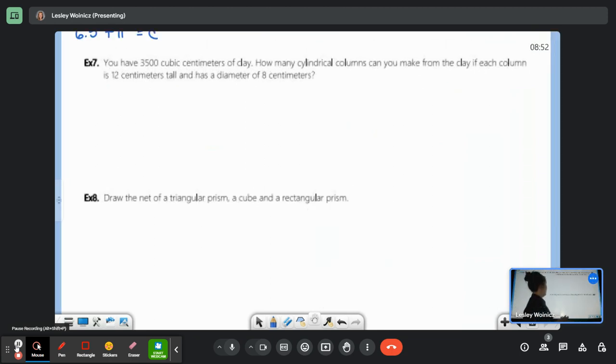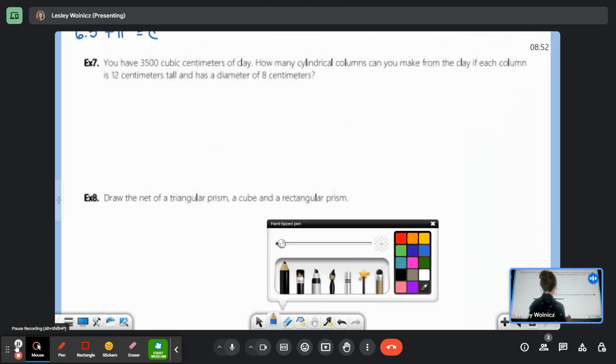Okay, we've got 3,500 cubic centimeters of clay. How many cylindrical columns can we make from the clay if each column is 12 centimeters tall and has a diameter of 8 centimeters? So basically, we got to know how many of these cylinders can we get from this lump of clay, right? Wouldn't it help if we knew the volume of one cylinder? Sure would. Okay, so how am I going to find that?